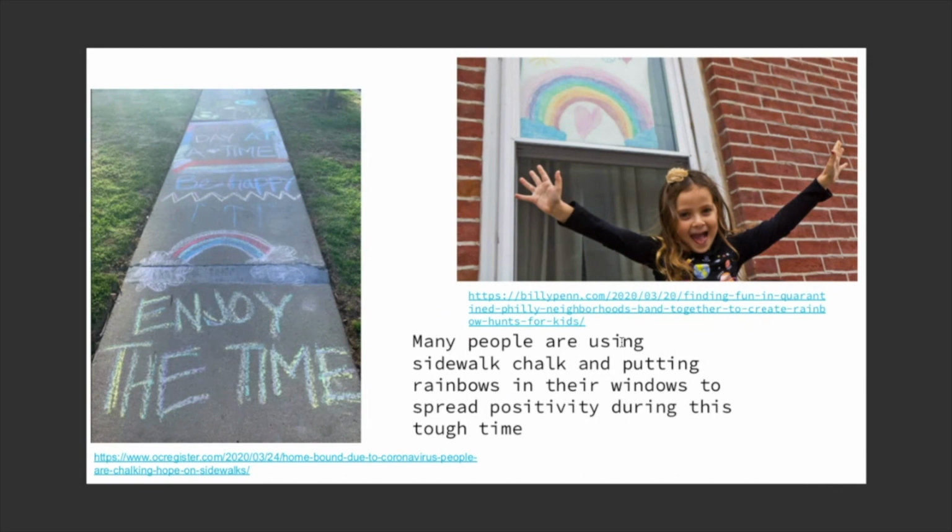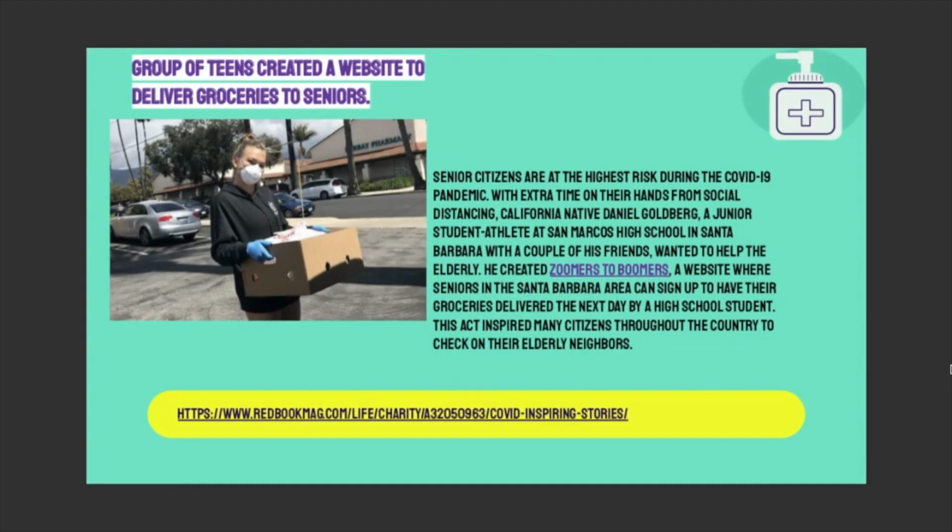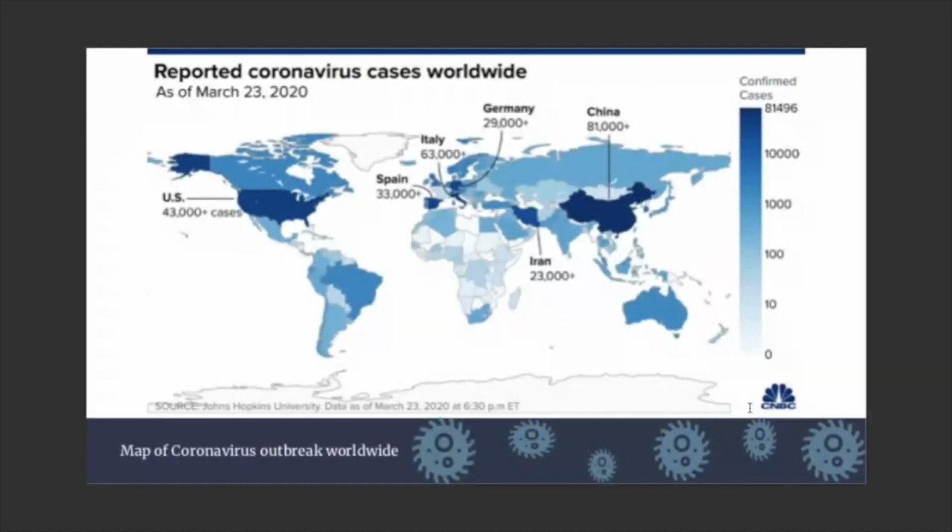Here's an example of the uplifting stories. So this student included how people are putting rainbows in their windows or writing inspiring messages in chalk. Another example of inspiring stories, again, this one is a teenager bringing groceries to seniors, and she included a description, a picture, and a link.